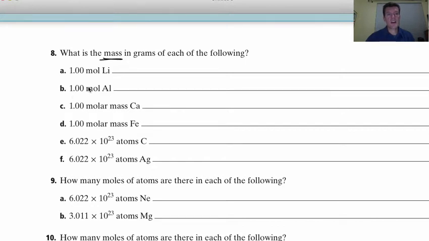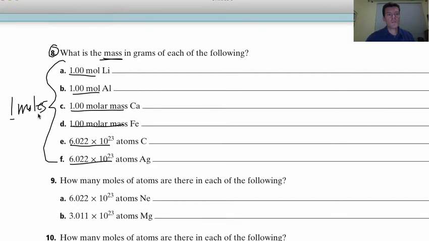Now, I just want to make a comment here. In number 8, I want you to notice something. 1 mole, 1 mole, 1 molar mass. That means the mass of 1 mole. 1 molar mass, the mass of 1 mole. 6.022 times 10 to the 23rd, that's a mole. All of these are saying 1 mole, just in different ways.